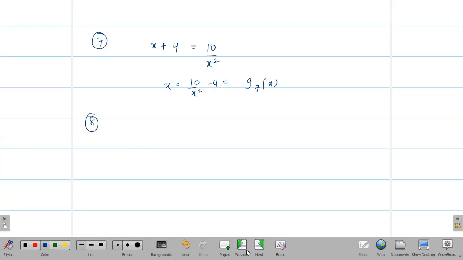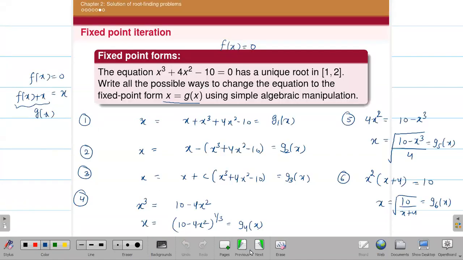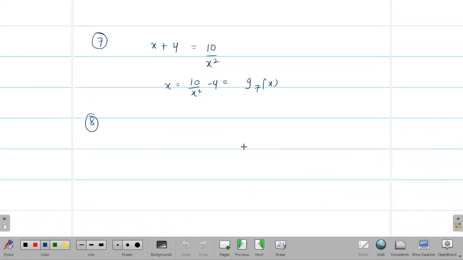Any other way? Can you write any other way? Ma'am, in the sixth method, we can do x plus 4 is equal to 10 by x square. No, ma'am, 10 by x. Yes, x. Here also I have taken 10 by x square minus 4. Okay, okay.